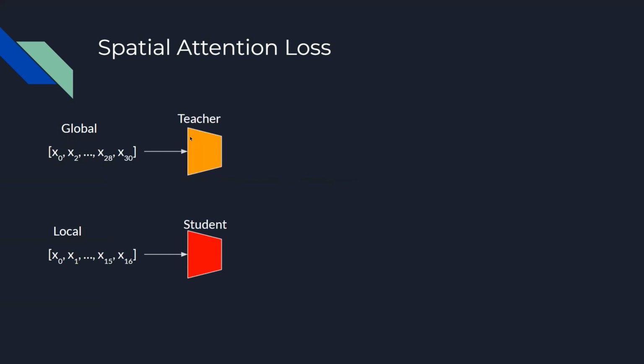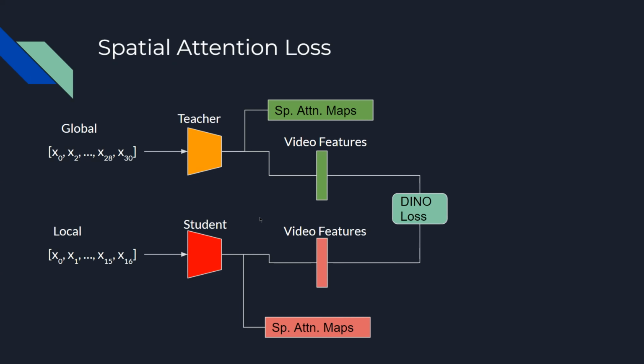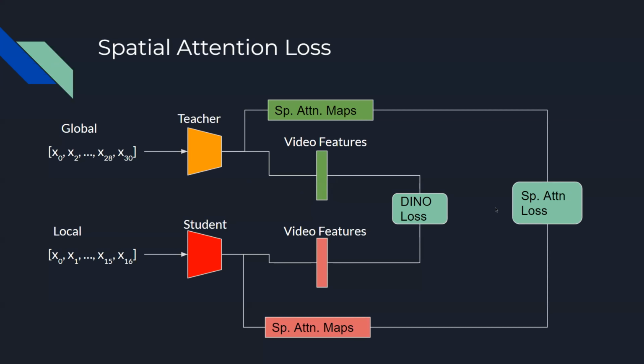So how this is laid out is that we have the input with the global and the local crops. We feed that into the teacher and student model, from which we can generate the spatial attention maps, and generate the same thing for the student. We generate the video features for each of the teacher and student models. With those features, we have the traditional DINO loss, and then on top of that, we can generate a spatial attention loss based off the two maps of the network.